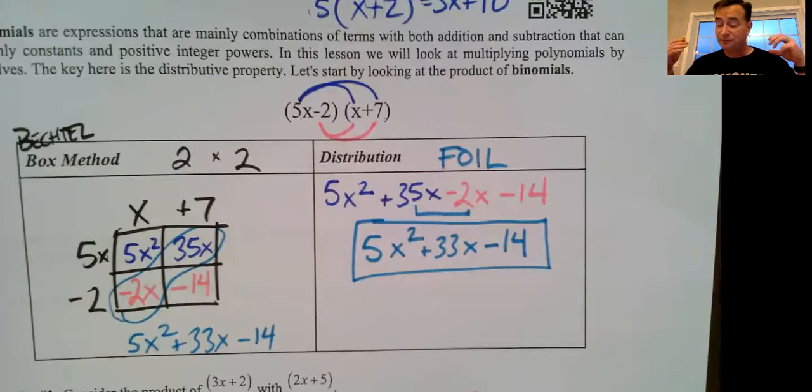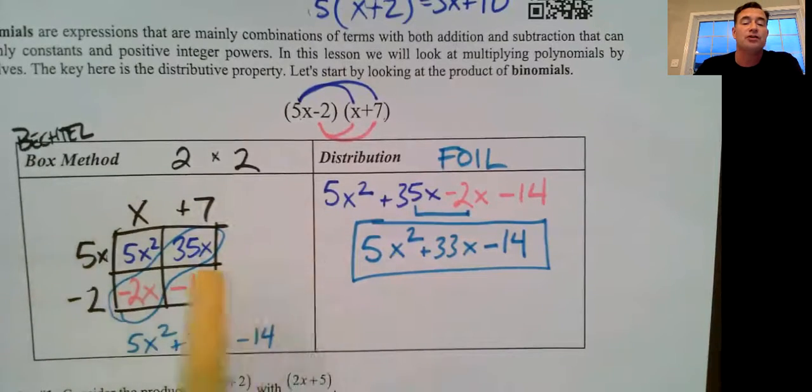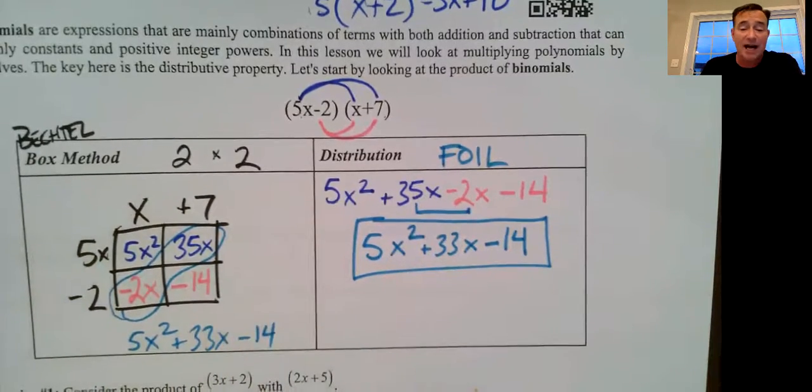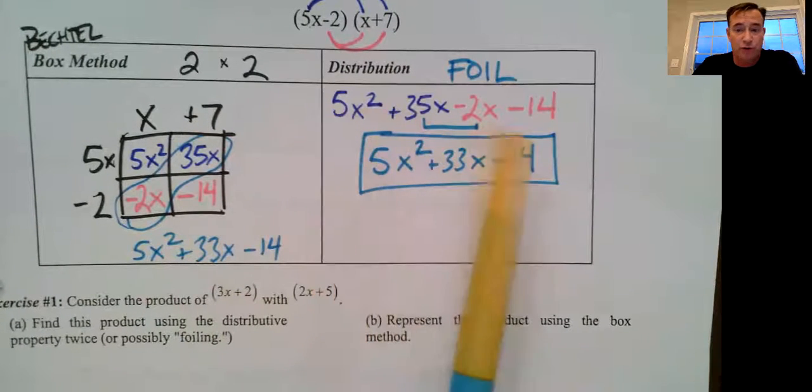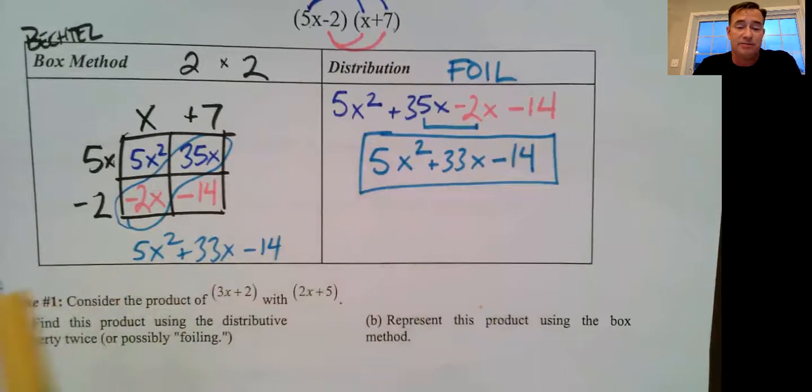Now, I don't care which method you use. Clearly, I prefer the one that's named after myself because I have too big of an ego and I would like to speak of my name as often as I can. But the bottom line is they're both different ways of organizing it. This method is more versatile when you have different types of problems, but a lot of our work is going to be just 2 by 2. So whether you're doing distribution or FOIL, or you're doing the box, the Bechtel box method, they're fine.